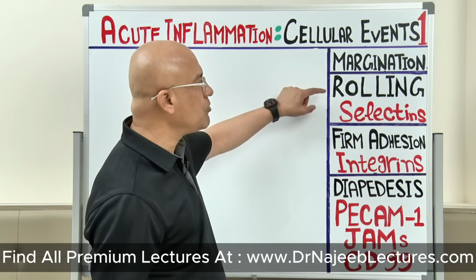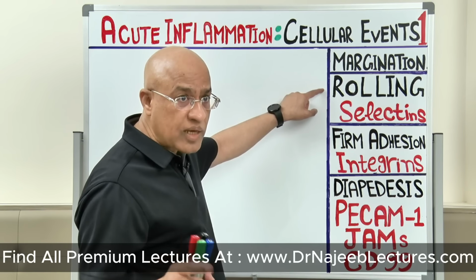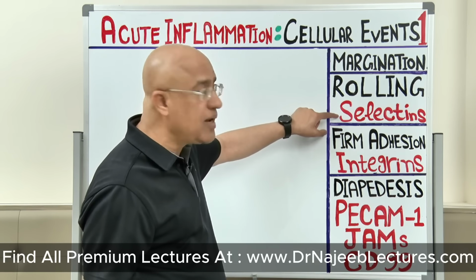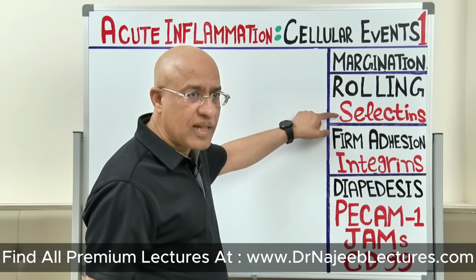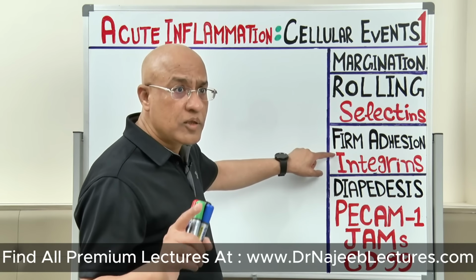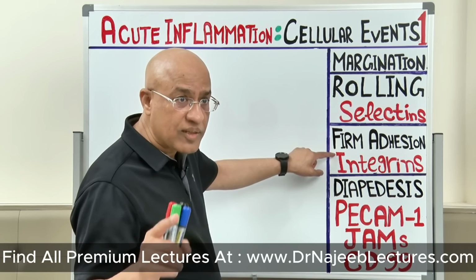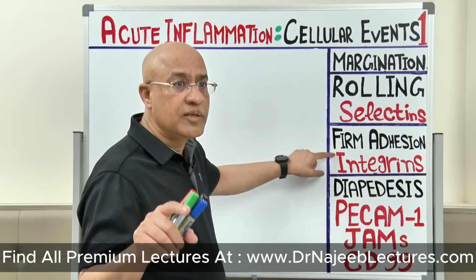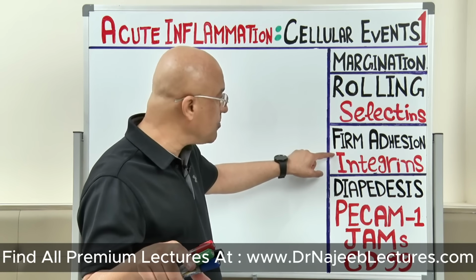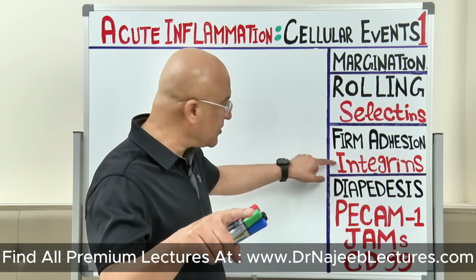After that, we will talk about the process of rolling of leukocytes, especially neutrophils, along the endothelial cells, which is mediated by selectins. After that, we will go to the next area where rolling neutrophils along the endothelial cells will eventually stop rolling and firmly become adherent to the endothelium, and that process is mediated by integrins.